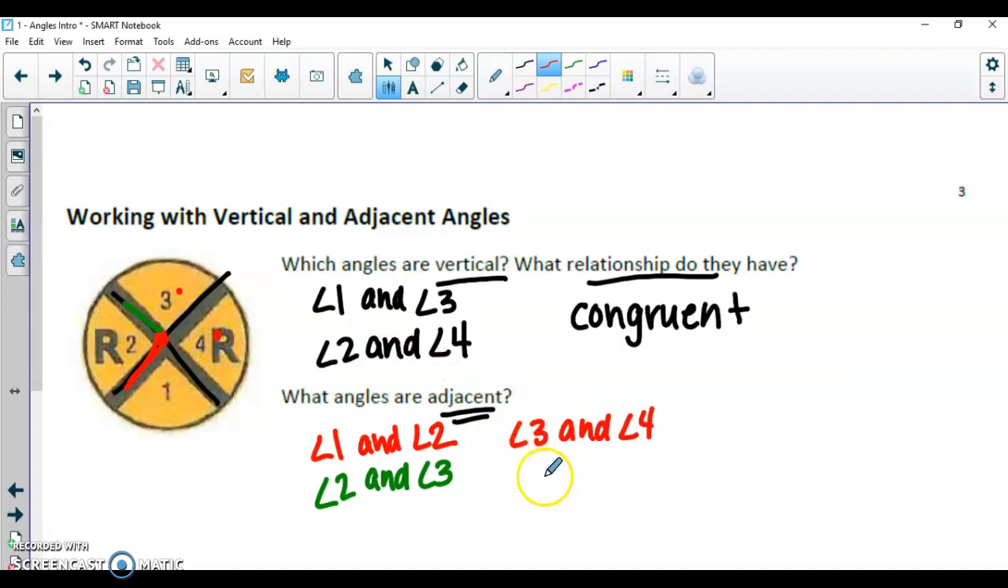And what is our last pair of adjacent angles? Our final pair of adjacent angles is right here with angle 1 and 4 because they are next to each other and they also share that side. That's going to be the end of our lesson for today, was just being able to identify those basic angle relationships that we have, and then also to introduce you to vertical and congruent.